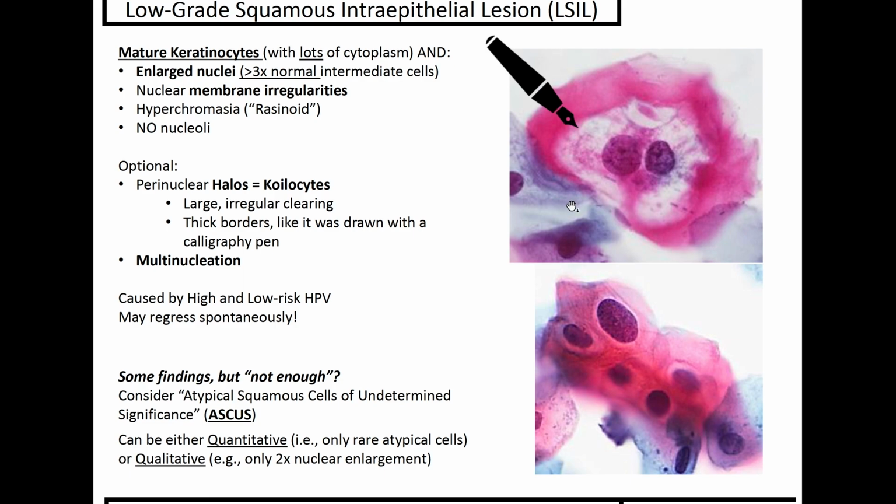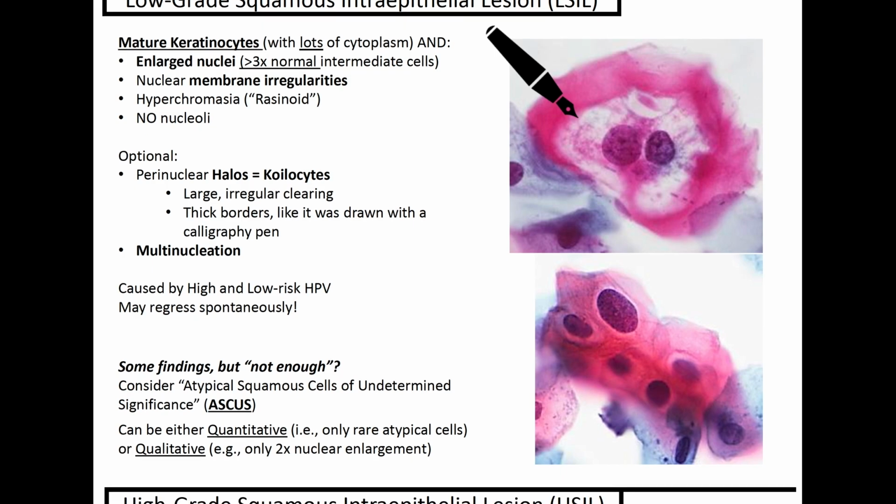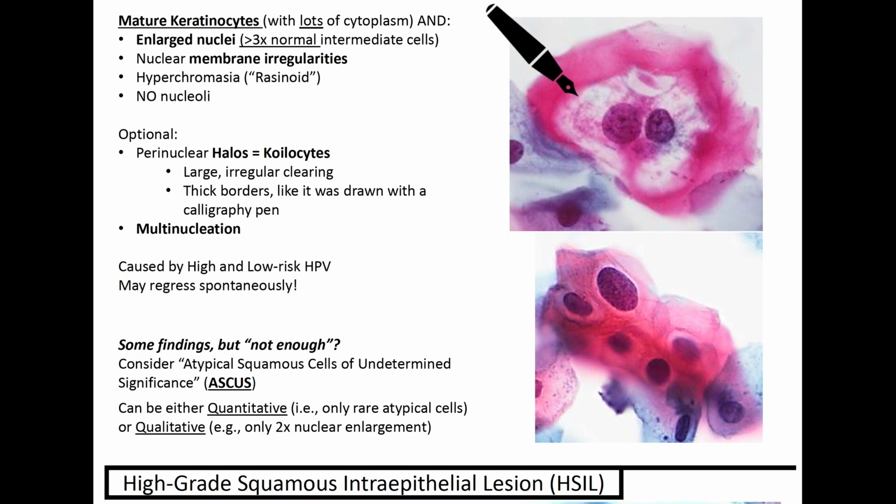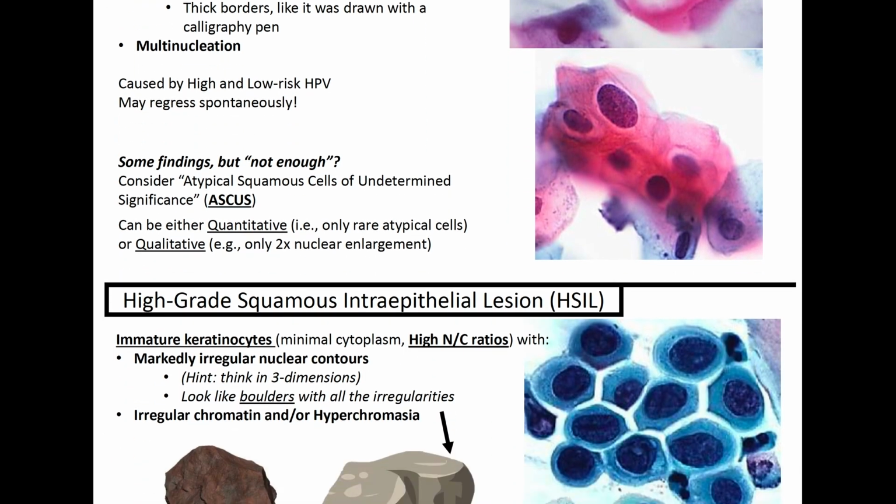If you have the enlarged nuclei that are 3 or more times the size of the intermediate cell nuclei, then you can still call LSIL without seeing koilocytes. And in LSIL, you can also often have multinucleation. LSIL is caused by high and low risk HPV and may regress spontaneously.